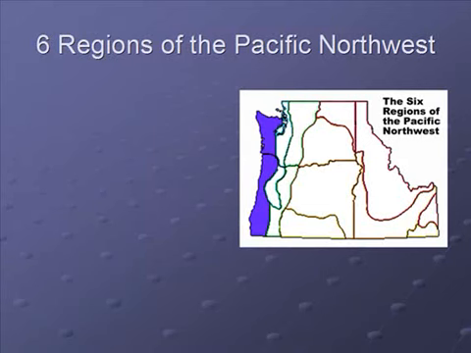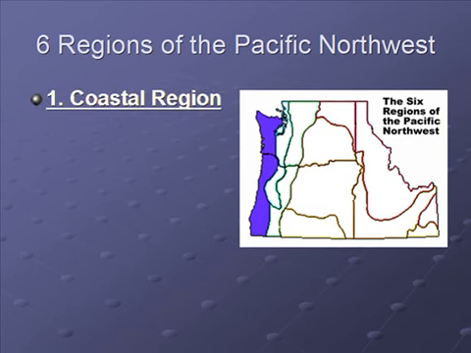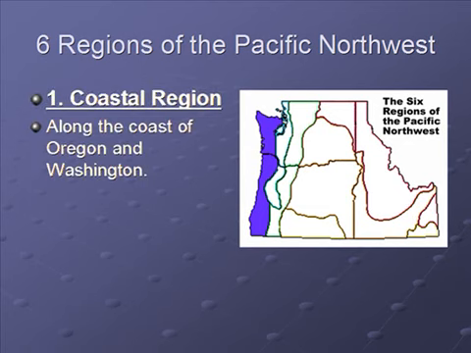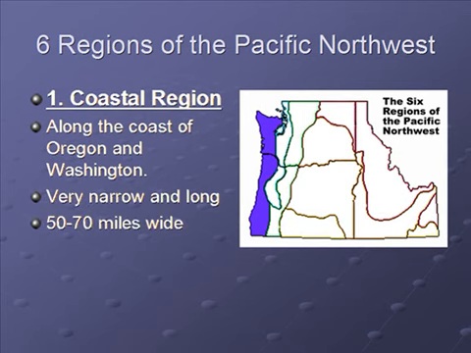If we were to break each of these regions down, we will start on the coast. The first region is known as the coastal region. It's along the coast of Oregon and Washington. It's very narrow and long. It is only 50 to 70 miles wide and around 500 miles long from the Strait of Juan de Fuca to the border of Oregon and California.